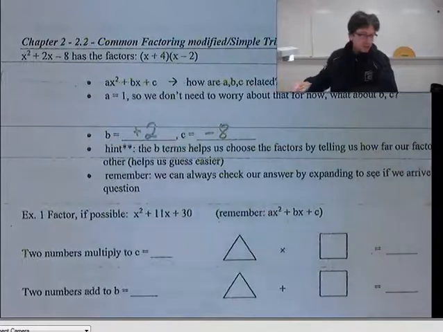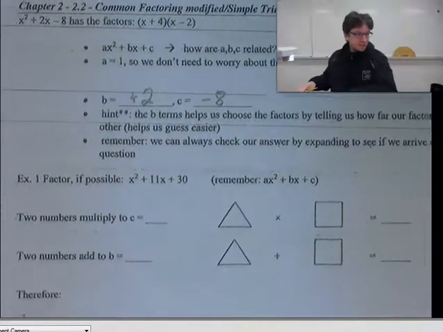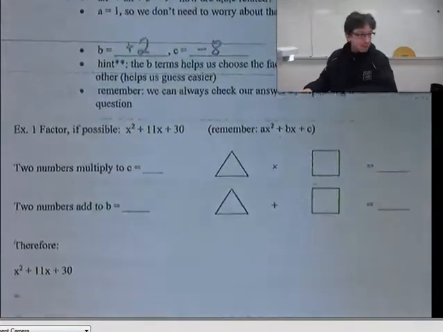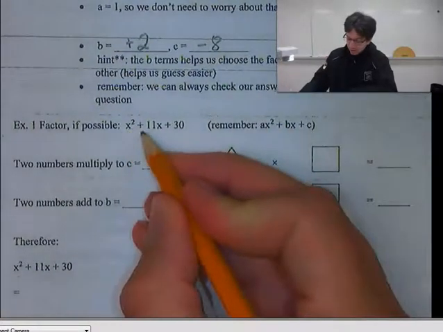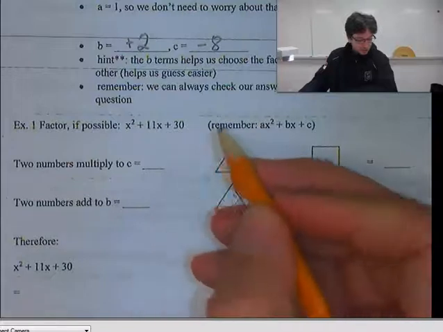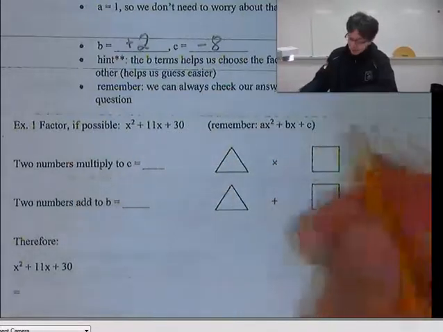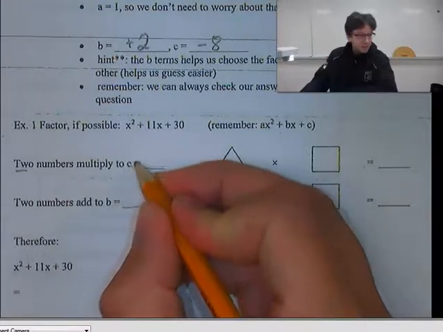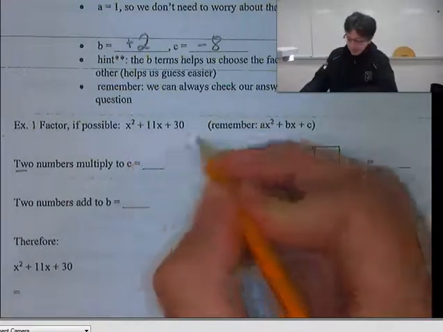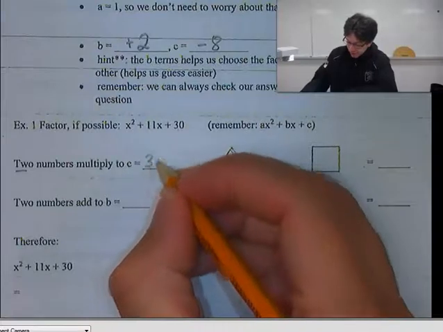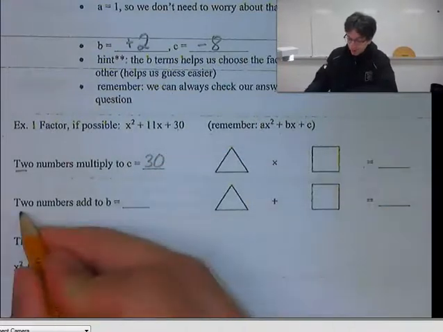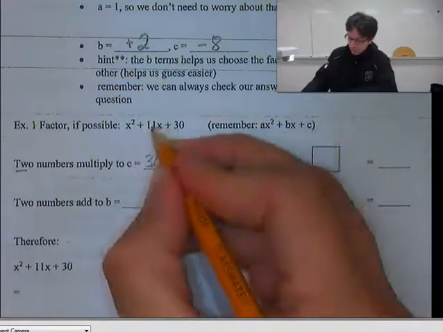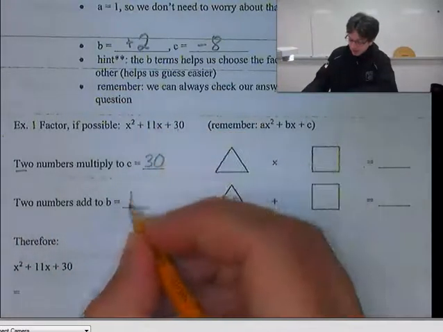All right. Now, how are we going to do this? Let's look at an example that we don't have the answer for. Down here, we have x squared plus 11x plus 30. So what we need to do is find two numbers that multiply to give us our c coefficient. In this case, c is 30. And we need those same two numbers to add to give our b coefficient. In this case, b is 11.